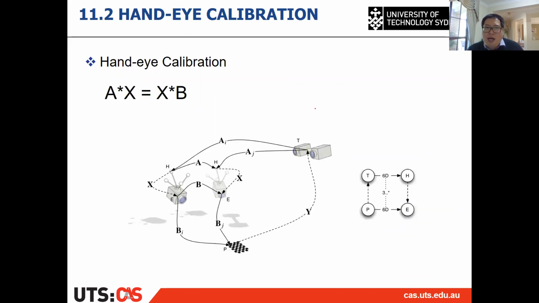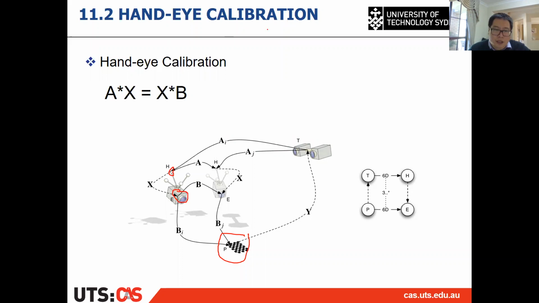And how we can do that is we are solving the AX equals XB problem. So for example, suppose this is the robot end effector, and this is the camera mounted on it. And suppose we put a checkerboard on it, so when the camera and end effector move, they move together, right?